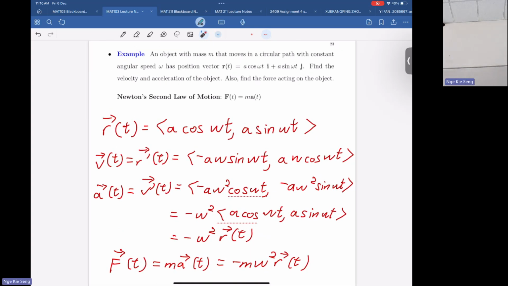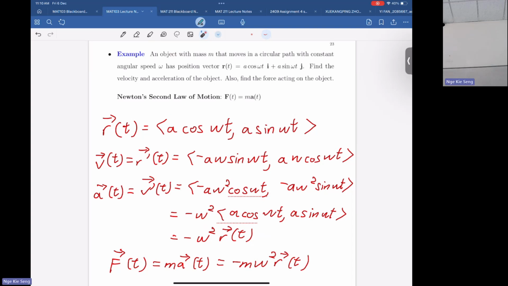So this question is actually a very standard question in physics. So let's see how it works here. This question is really phrased in a physics form. It says that objects have a mass and move in a circular path. Whenever we talk about a circular path, what is a circle in maths?